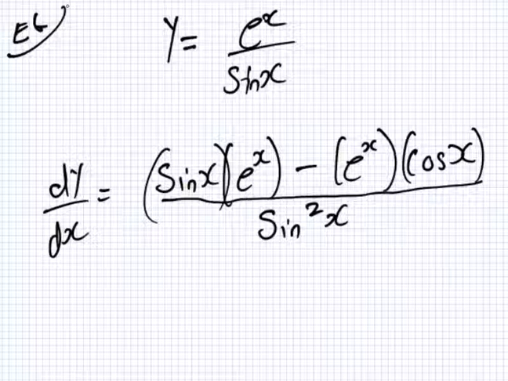If y equals f over g, then the derivative of this is the bottom times the derivative of the top, minus the top times the derivative of the bottom, all over the bottom squared. This is called the quotient rule. It's how you can find the derivative when you divide.